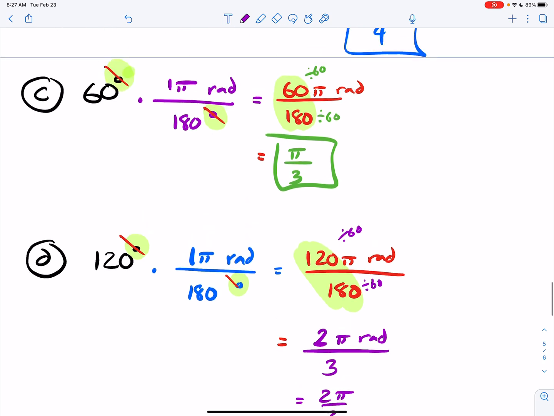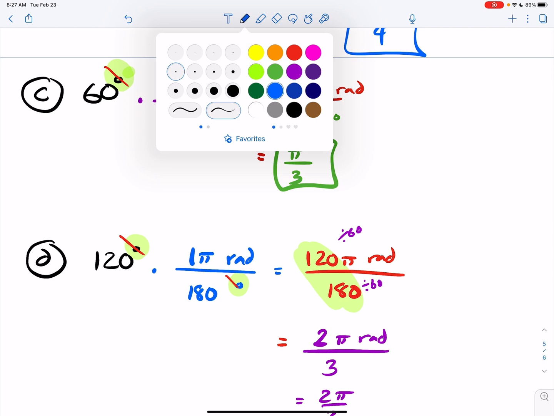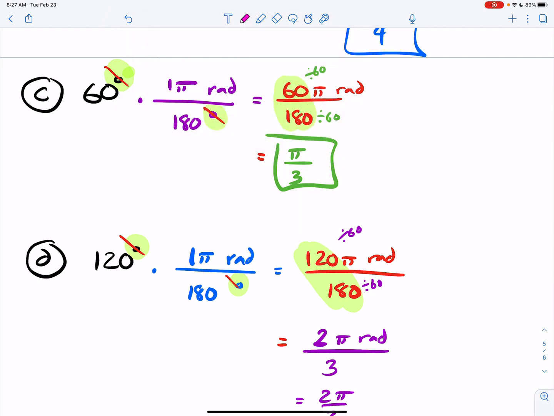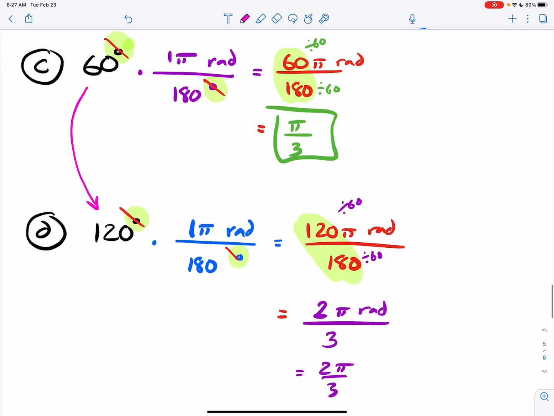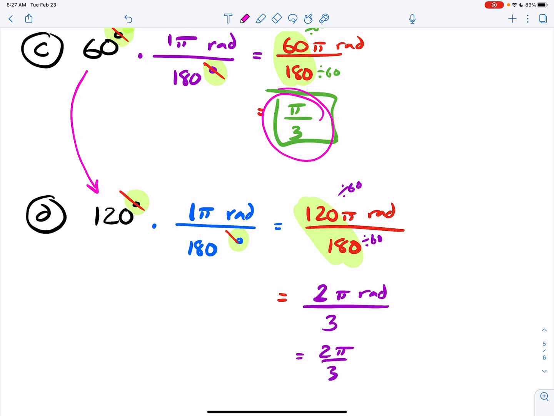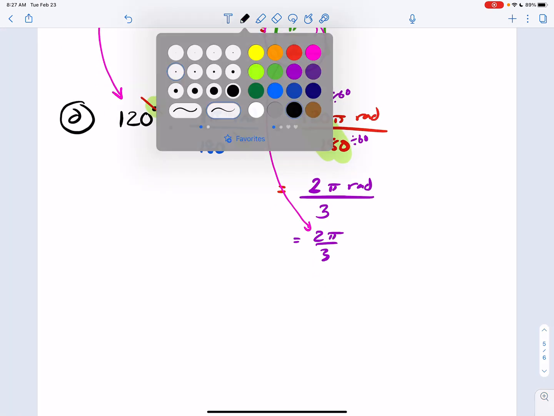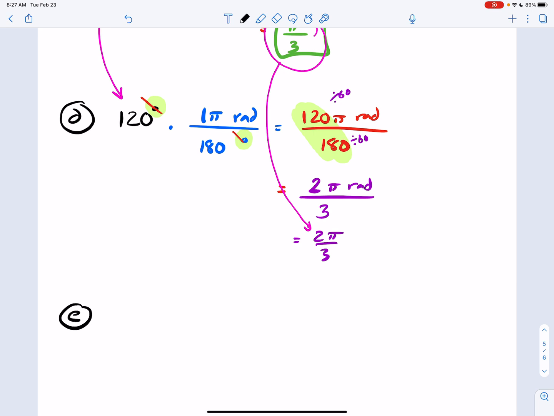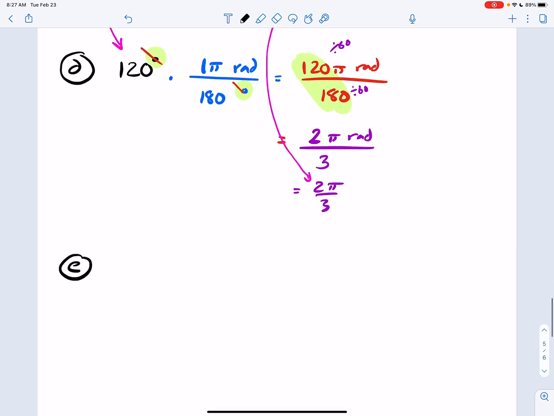And it makes sense because, think about this here. Here's another way of thinking about it. 120 degrees is twice the amount of 60 degrees. So if 60 degrees is pi over 3, then 120 has to be twice the amount. Okay? So something to think about there, okay? All right. We'll do 2 more, okay? Let's do 300 degrees.